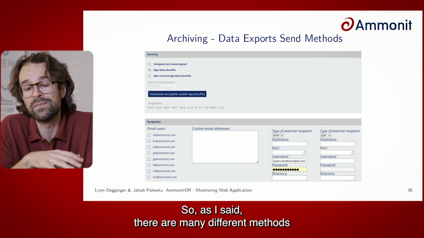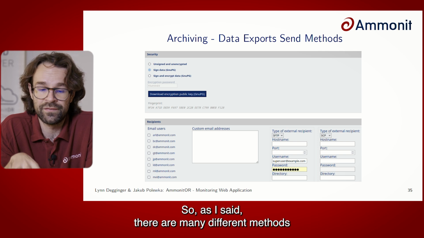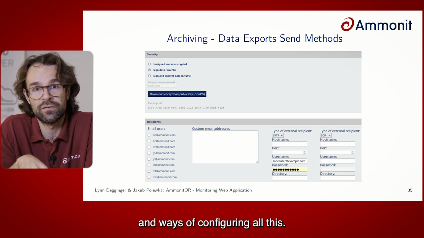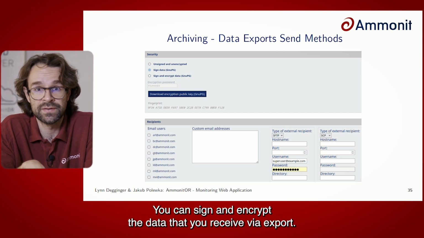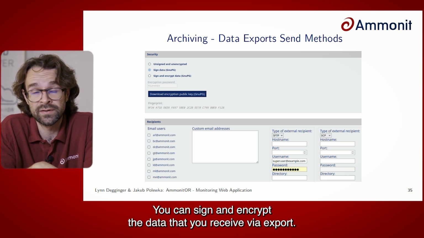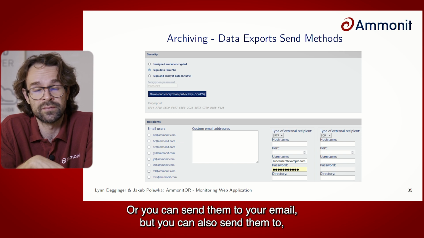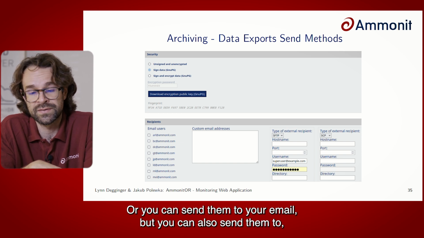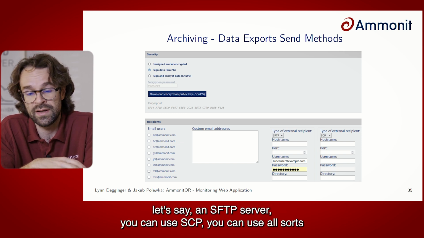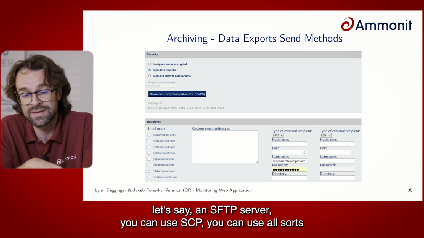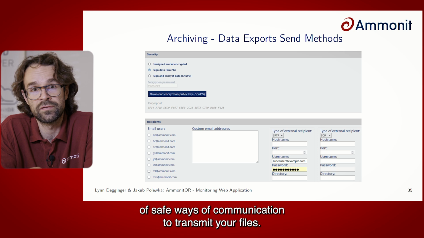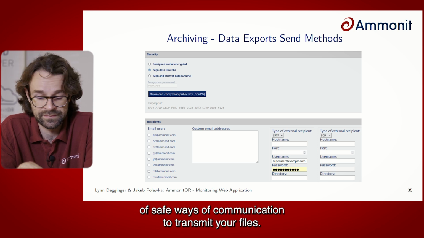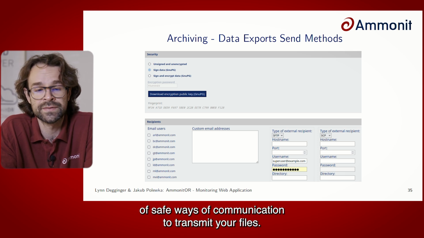So as I said, there are many different methods and ways of configuring all that. You can sign and encrypt the data that you receive via export. You can send them to your email, but you can also send them to, let's say, an SFTP server. You can use SCP, you can use all sorts of safe ways of communication to transmit your files.